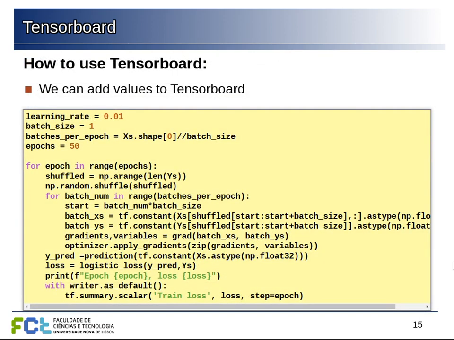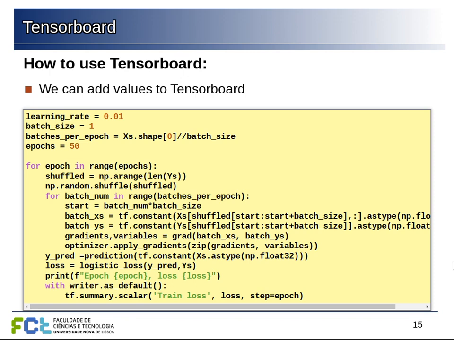You can also add values to TensorBoard. So this is the training loop that we did before. We have the different batches. We get the gradients, we apply the gradients. And then we do a prediction for the training set. We compute the logistic loss for the whole training set.